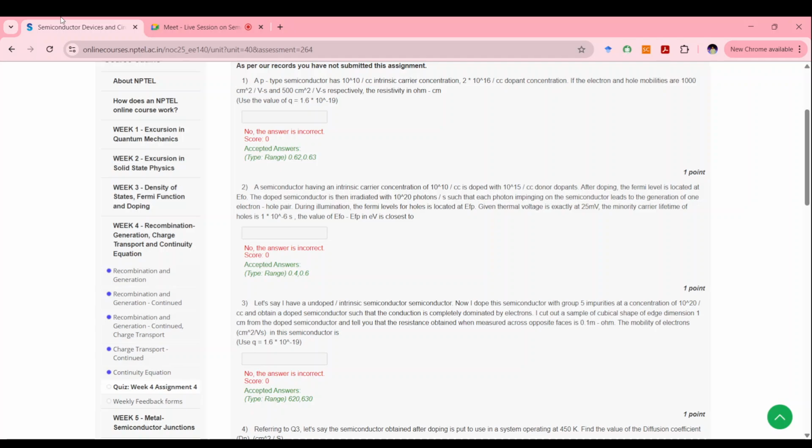They are saying that during illumination, the Fermi level for holes is located at EFP. So now it has shifted to EFP itself.